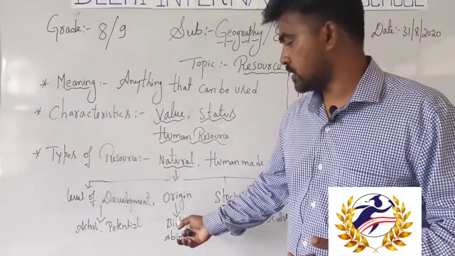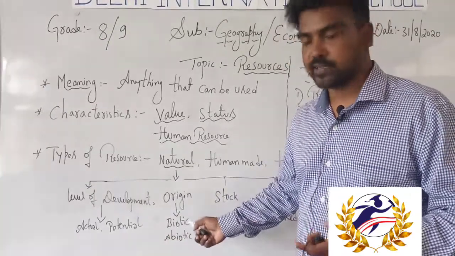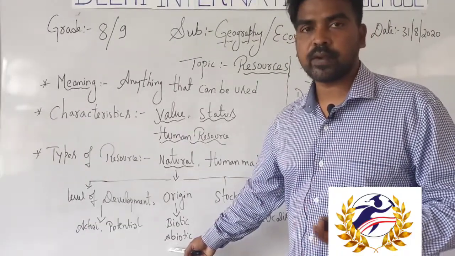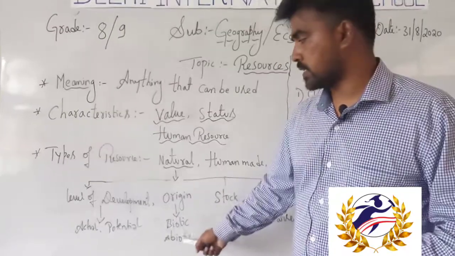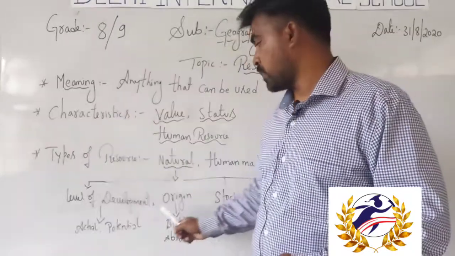Plants and natural vegetation, these are all biotic. Human beings are biotic, living organisms. Abiotic means non-living things: minerals, mountains, rocks. These are all abiotic, non-living things. So like this, the types of resources are categorized by level of development and origin.